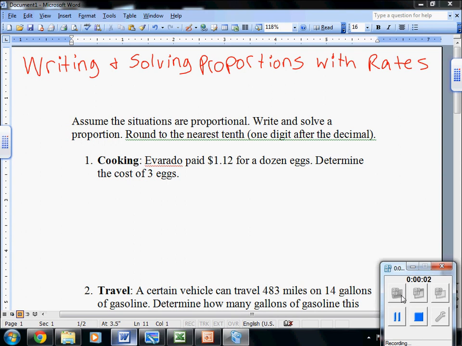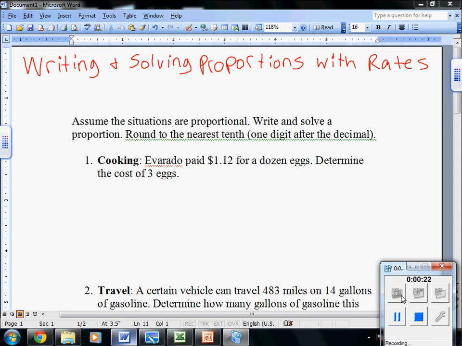Alright, so this video is going to be about writing and solving proportions with questions that are all about rates. Now, we've had a video that was devoted to just how to solve proportions in general. So if you're given the proportion, what can you do to solve it? And we learned the cross product property is always what you'll use to solve any kind of proportion.